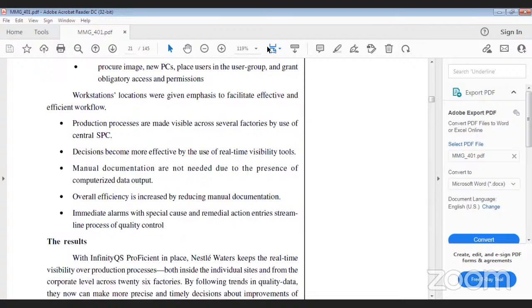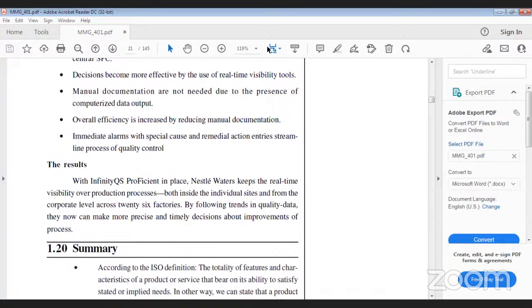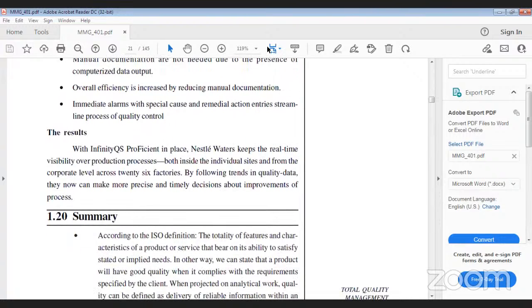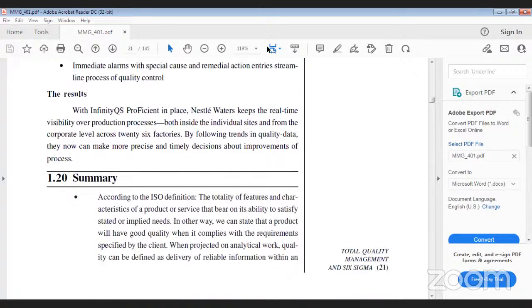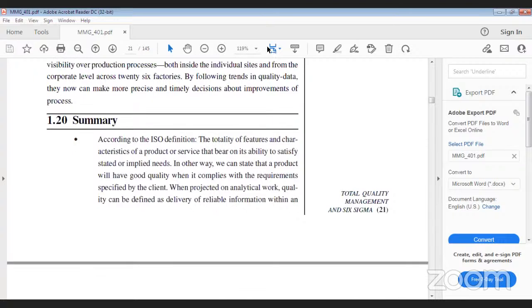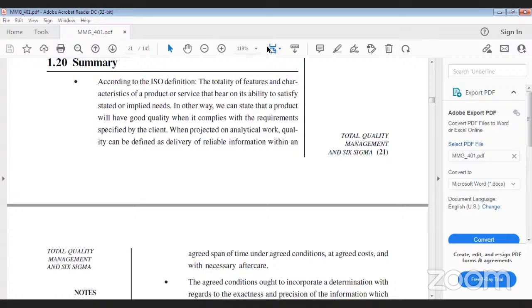Then the results are also given here. With InfinityQS Proficient in place, Nestle Waters keeps real-time visibility of the production process, both inside individual plants and from the corporate level, across the 26 factories also. Then there is also a summary at the end of each unit here.